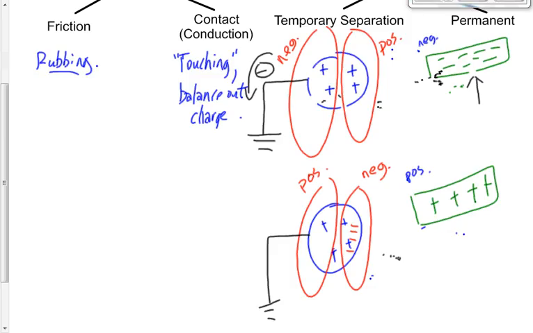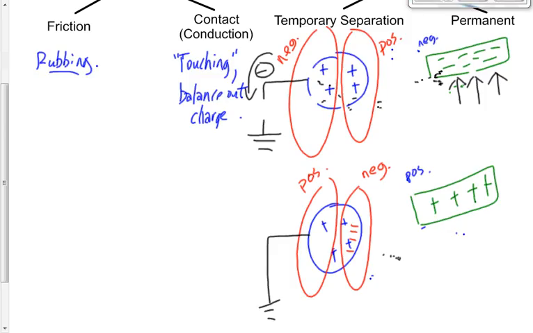So how do you make it permanent? We're almost there. How do you make it permanent? So that you can take this thing away and keep this positive. Cut the ground wire or remove the ground wire. Electrons want to go back up and take its place, but they can't because there's no connection now.